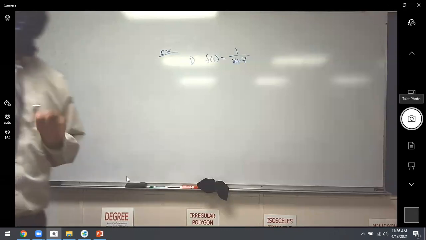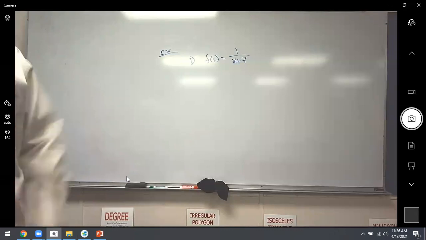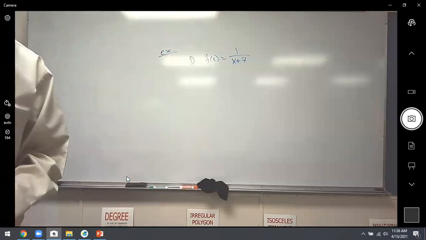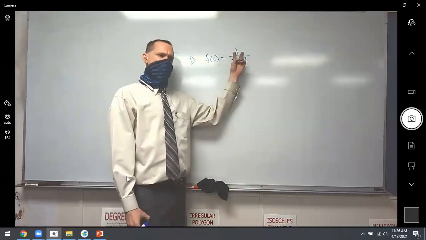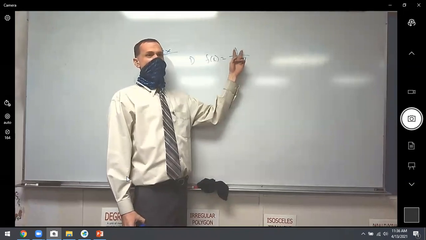The first thing on the slide says zeros, correct? Which means where it crosses the x-axis. How do you find those? According to your little cheat sheet, that happens when only the top is equal to 0, correct? Now, if you look at the top of our fraction, it's just 1, correct? Is that ever going to equal 0? No, because it's 1, right? So that's impossible.